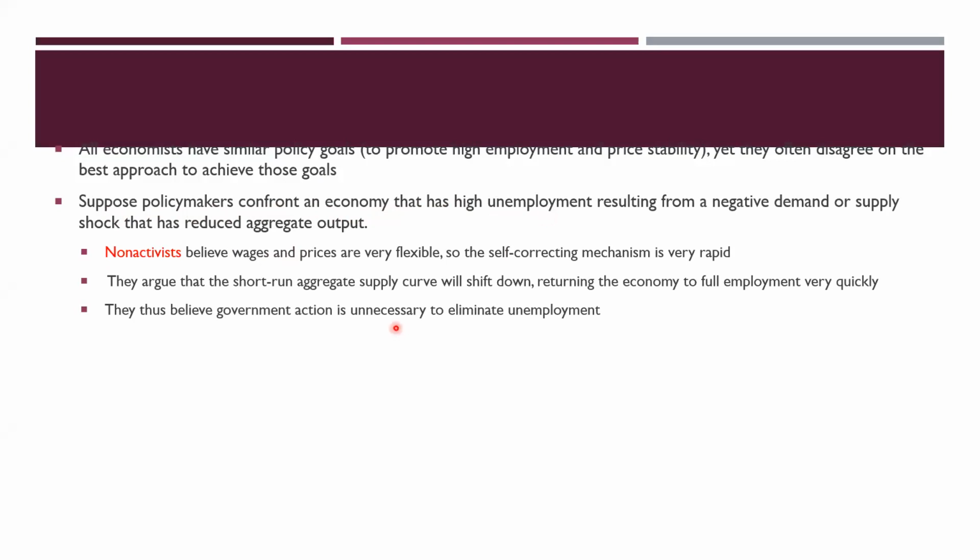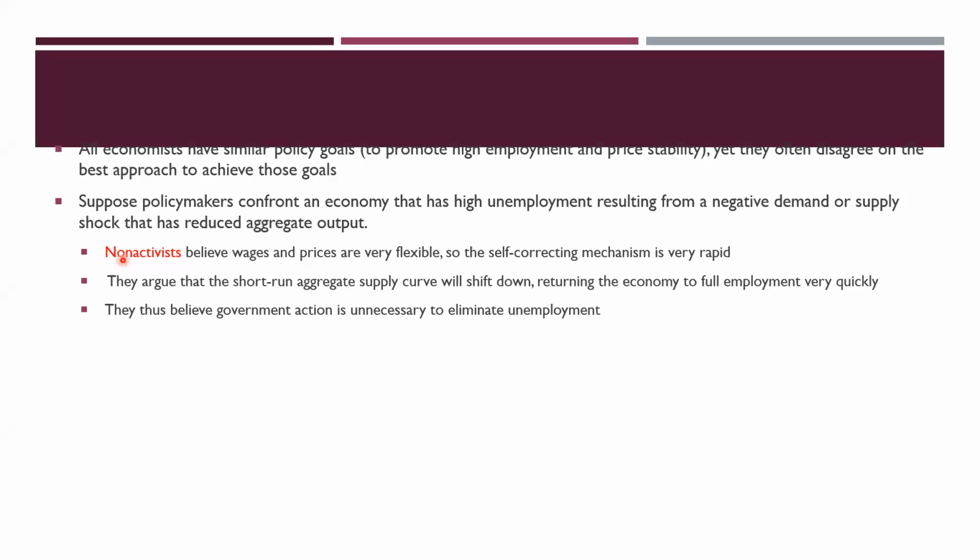Non-activists believe wages and prices are very flexible, so the self-correcting mechanism is very rapid. These are people who believe in no government intervention. They say the government should not intervene in the market, which should operate on its own, and wages and prices are very flexible. If there is unemployment in the economy, wages would quickly fall, and then companies are able to hire more people, and output is also going to rise. This is the self-correcting mechanism, which is very rapid, according to the non-activists.